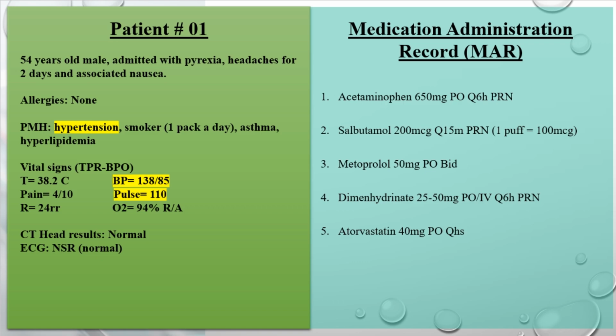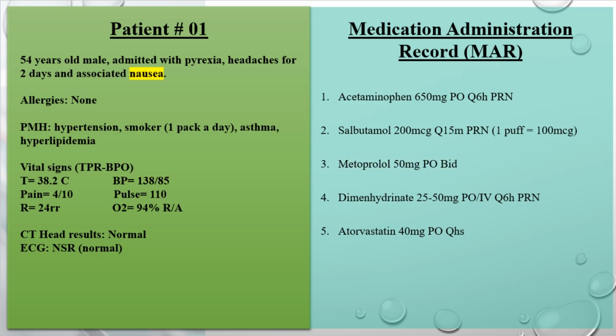Now, how are we going to treat the hypertension, which is the blood pressure 138/85 and the heart rate of 110? Which medication will you choose? Pause the video and then we'll give you the answer in a few seconds. If you've chosen Metoprolol, very good. That is the correct medication as it is a beta blocker. And that's going to help us with the high blood pressure and with the fast heart rate simultaneously.